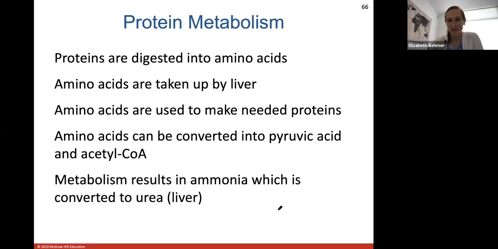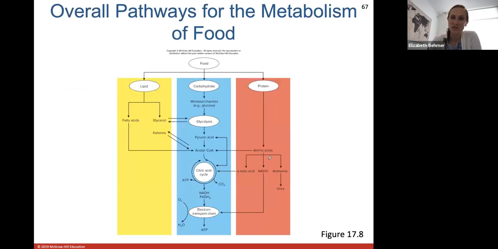Proteins are digested into amino acids, so they're broken down into their individual amino acid parts. Amino acids are taken up by the liver, and then they're used to make other needed proteins by the body. Amino acids can also be converted into pyruvic acid or acetyl-CoA. Metabolism of amino acids eventually gets converted to urea in the liver, and urea can also be removed from the body or recycled to move other things. So again, these are overall pathways for the metabolism of food, for what we eat and how we can turn it into energy and how our body breaks it down.